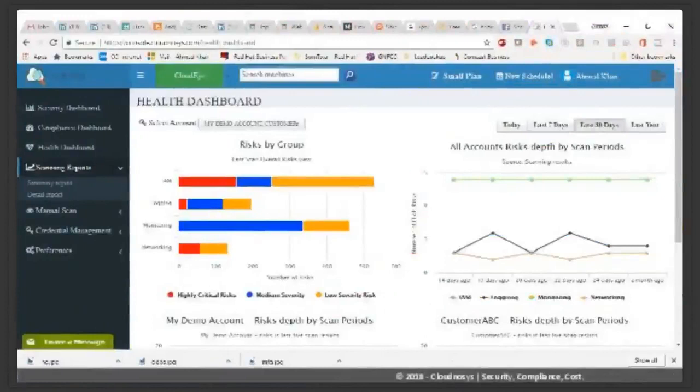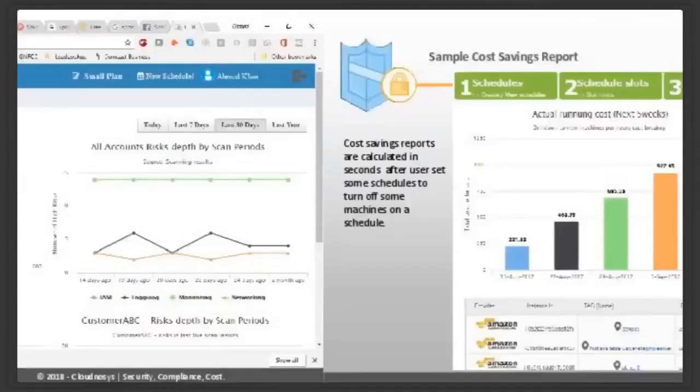Many companies, it's very important to them to understand if their risks are decreasing over time or they're increasing. So we have a health dashboard where we can map all of your issues per category and per region and see what your issues are, either improving or getting worse.